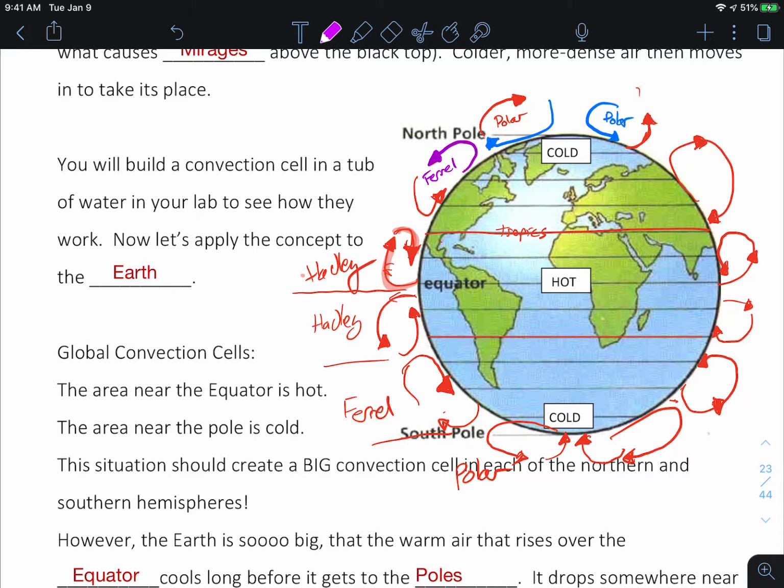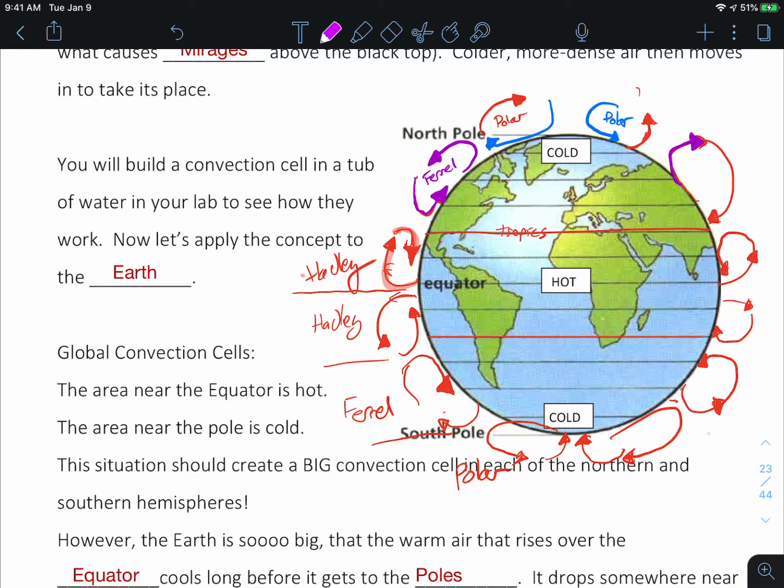And so these Ferrel cells, they do have the heating and cooling aspect, but mostly they are moved by the actual movement of the air around them. And where those two air currents come together, that's what causes the Ferrel cell to move.